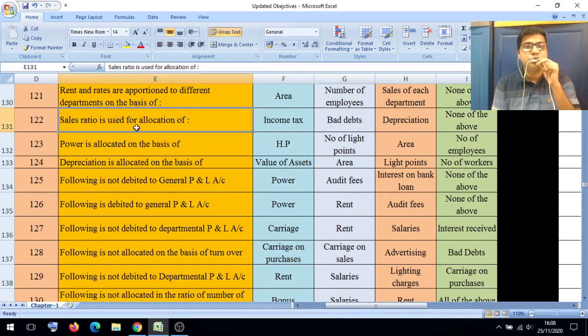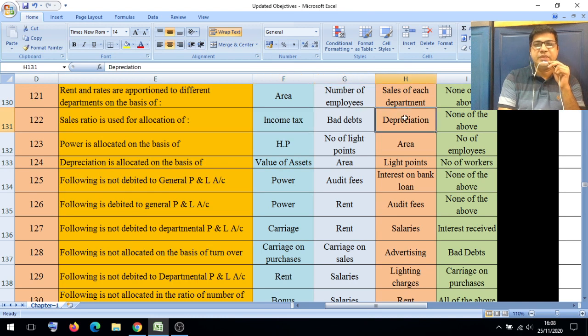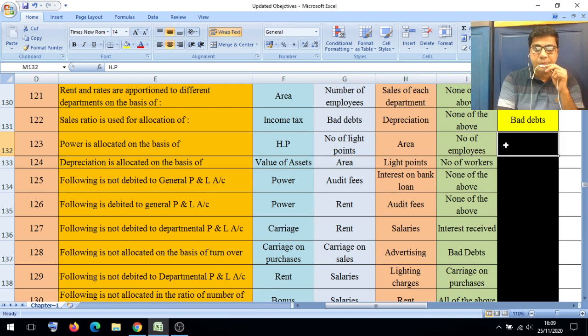Sales ratio is used for allocation of income tax, bad debts, depreciation, none of the above. Answer is bad debts. Power is allocated on the basis of hire purchase, number of light points, area, none of number of employees. The answer is hire purchase. It's not hire purchase, it is number of light points. It should be number of light points.